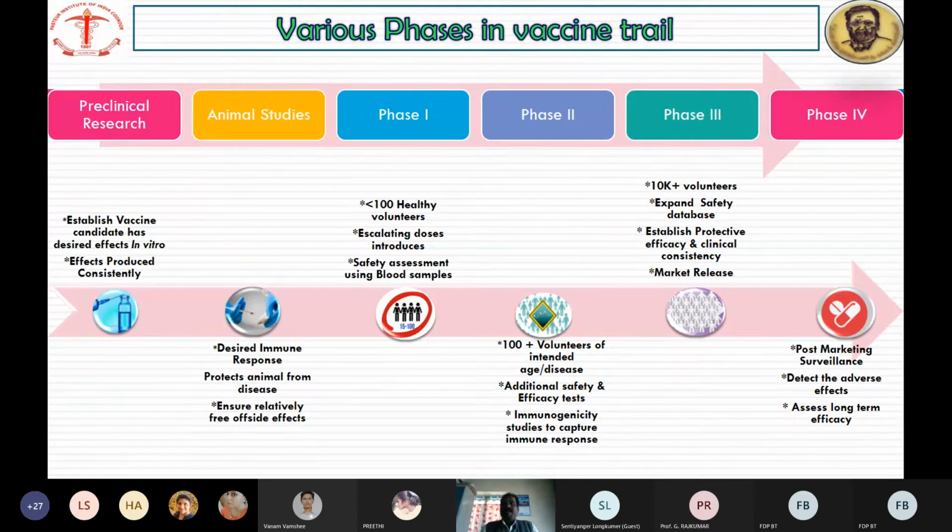In phase 3, 100K plus volunteers expand the safety database. Here we get the safety database: each and every person's results about their health, immunogenicity and adverse reactions, everything is fixed in a database, to establish the protective efficacy and clinical consistency. Then market release happens after phase 3, followed by phase 4 as post-marketing surveillance, to detect adverse effects and assess long-term efficacy. So this is some information about the various phases in a vaccine trial.